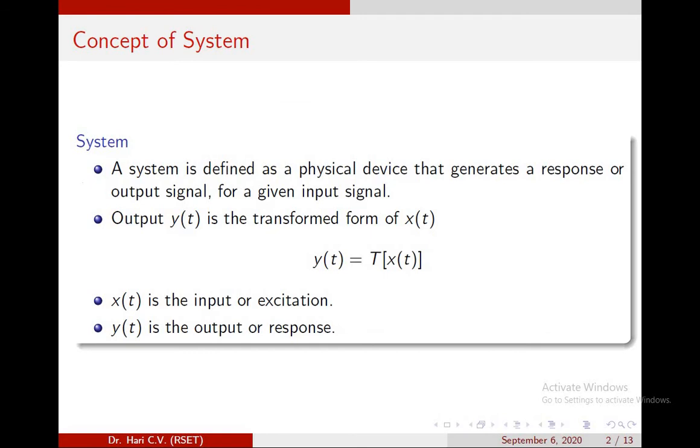First we deal with the concept of system. A system is defined as a physical device that generates a response or output signal for a given input signal. The output y of t is the transformed form of x of t that can be represented as y of t is equal to transformation of x of t, where x of t is the input or excitation and y of t is called the output or response of the system.